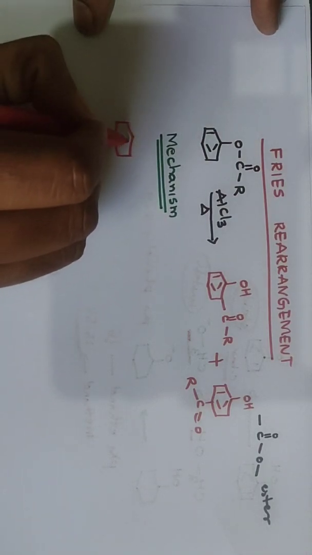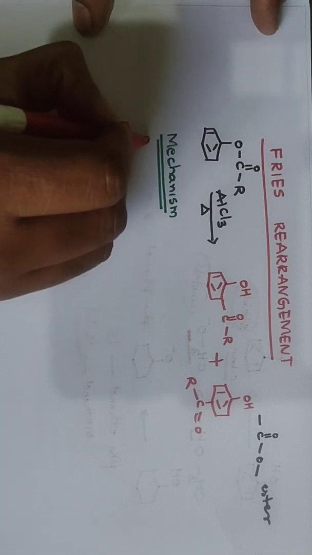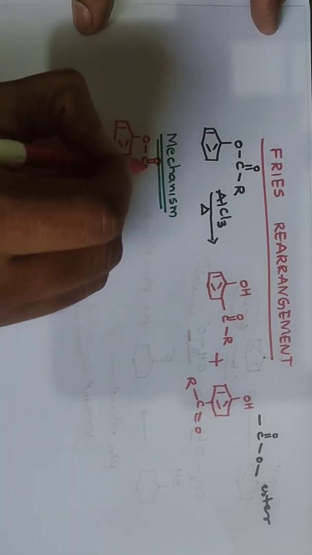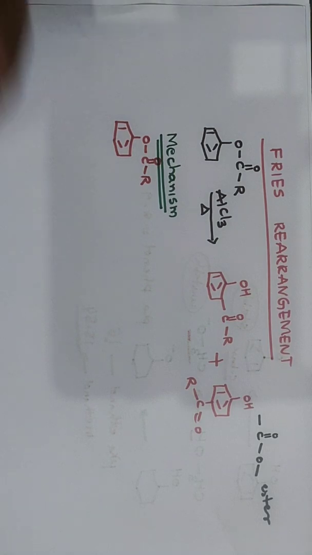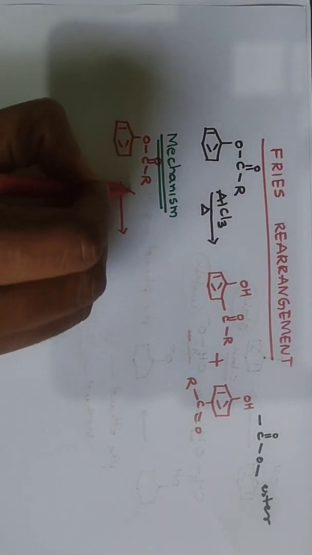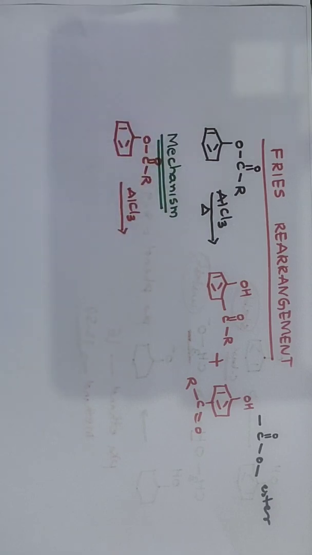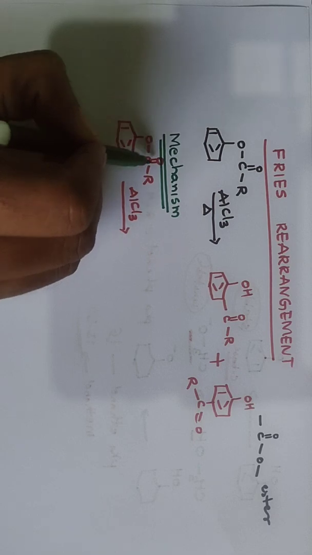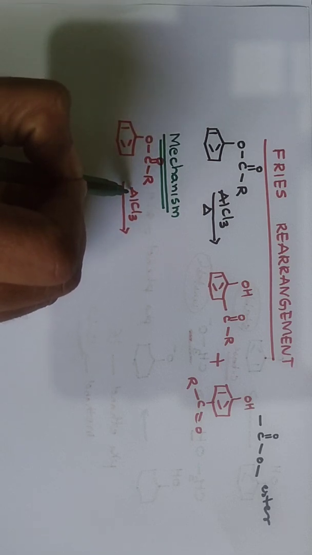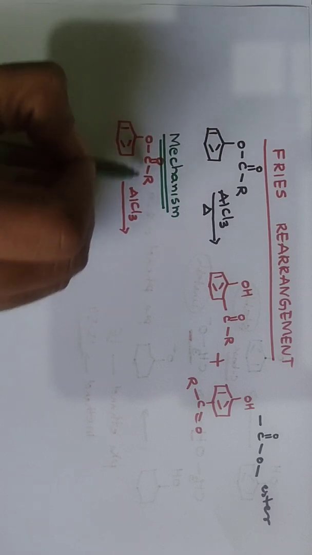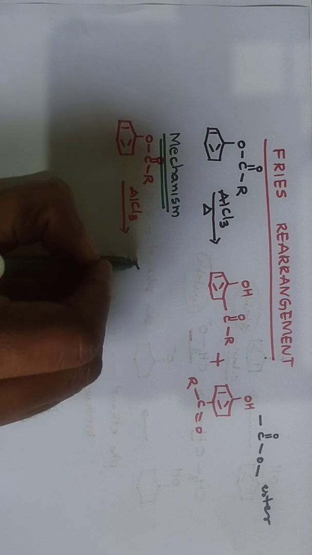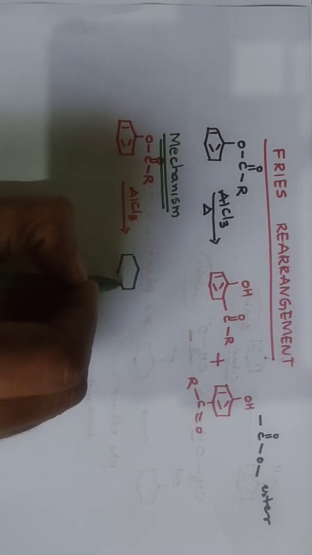And this phenolic ester, O C double bond O R, is treated with AlCl3. You all know that aluminium chloride is a Lewis acid. So when acids have a tendency to accept electrons, this lone pair of electrons attacks the aluminium. So a new bond between oxygen and aluminium will be formed, giving this group.